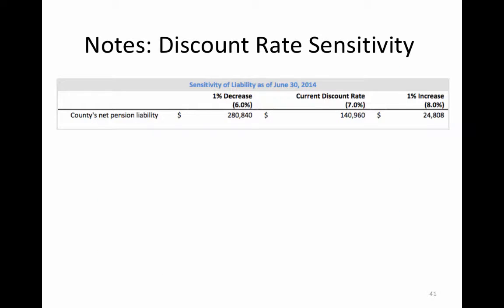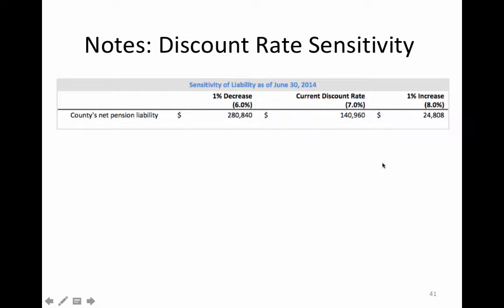This is the disclosure that I mentioned earlier, where they show here's the net pension liability using the discount rate. This government doesn't have a crossover point, so it discounts all of its projected benefit payments at its expected long-term rate of return, which is 7%. In this disclosure, they have to tell you what the net pension liability would have been if they had used a 1 percentage point lower discount rate and a 1 percentage point higher discount rate.